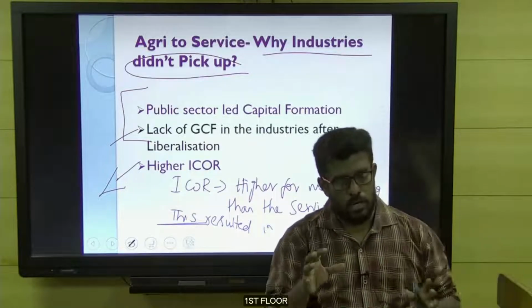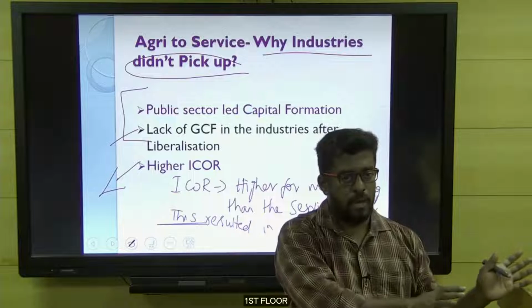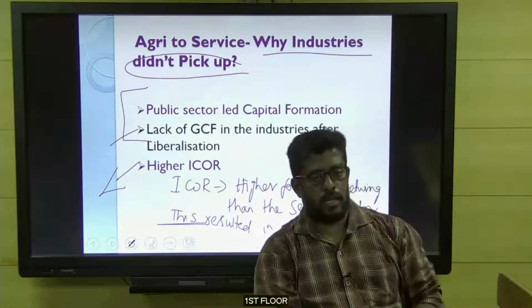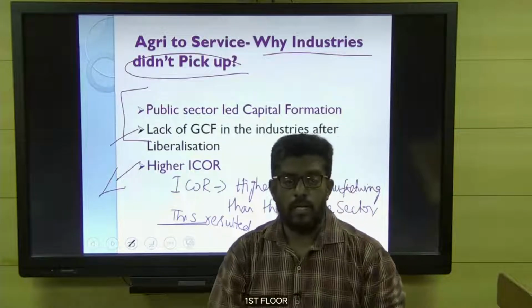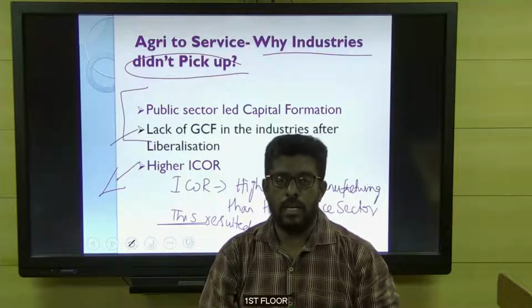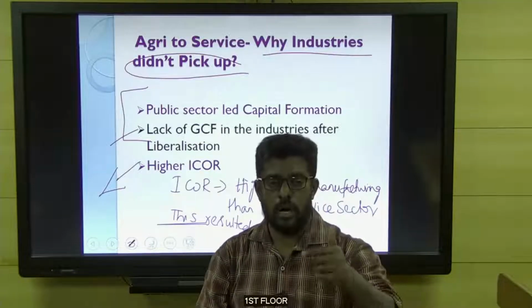So the reason we have disguised unemployment is that industry never picked up. As a result, more people got stuck in agriculture. Now the question is, why was the industrial sector unable to deliver more jobs in our economy? Why did industry get stagnated in giving jobs to the people?